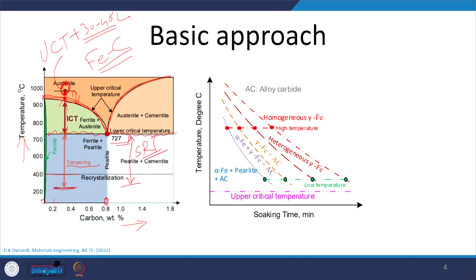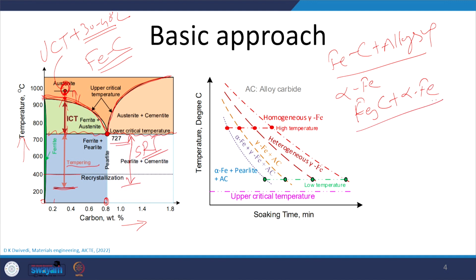So, the steel, which is basically iron and carbon, and depending upon the other alloying elements, if they are there, can have a variety of phases like alpha ferrite, alpha iron, then we can have the cementite Fe3C plus alpha ferrite, that is in the form of, say, pearlite.